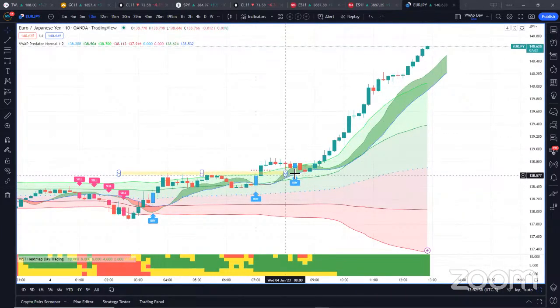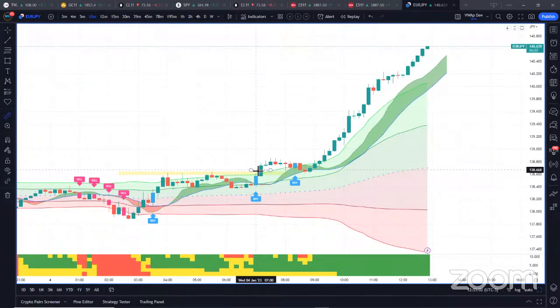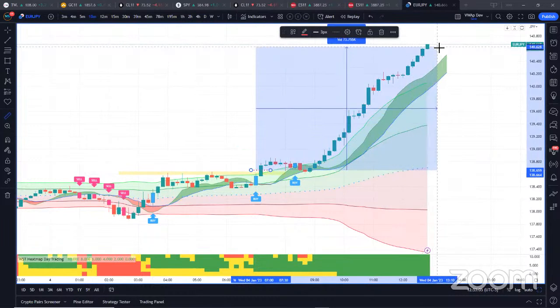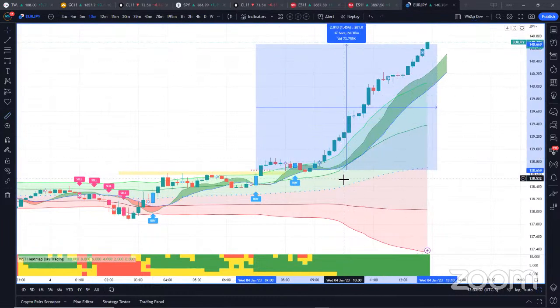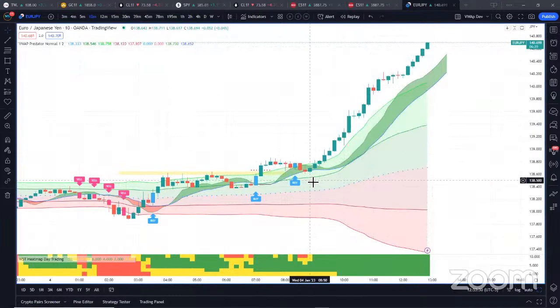Okay, there's the entry. The ribbon is still green. This is a monster trade. Whatever that is, 201 pips. Wow. I don't know if you're still there, FX trader Kurt, but that is a monster trade on Euro Japanese yen today, just using the VWAP Predator, and it's still going.